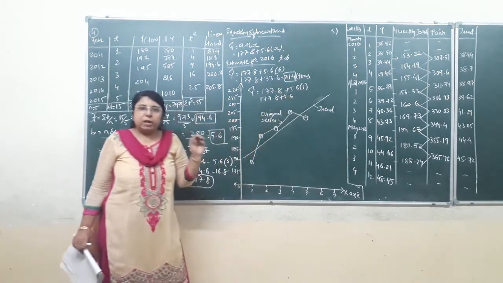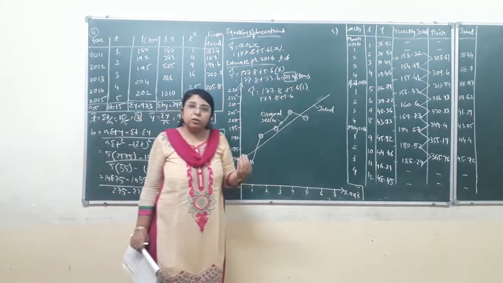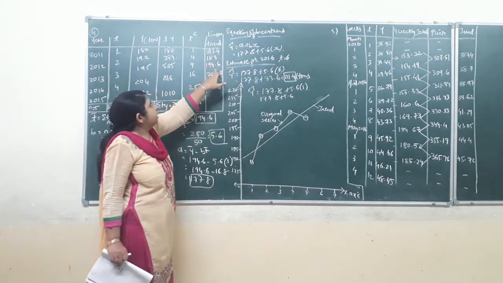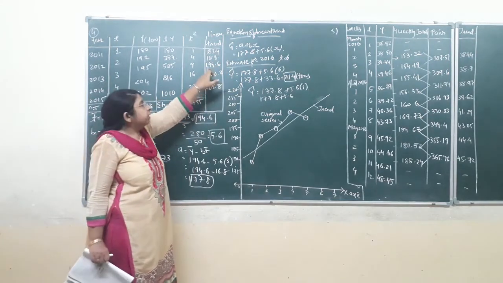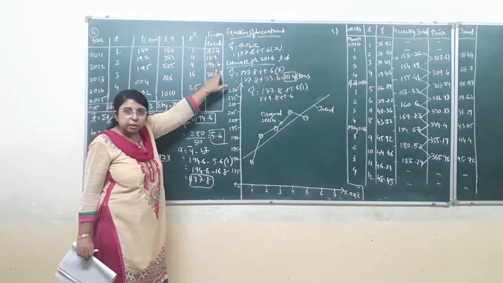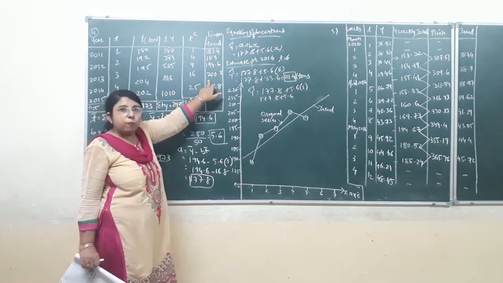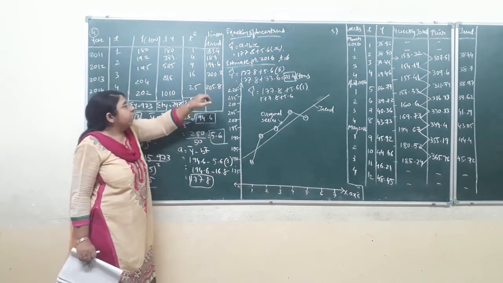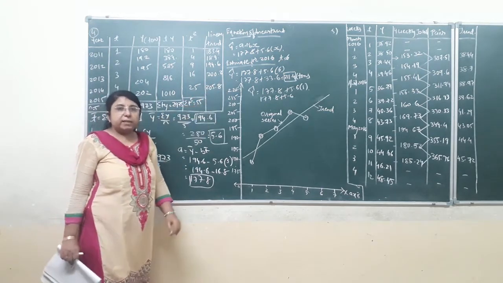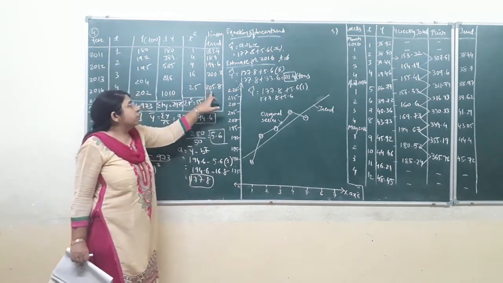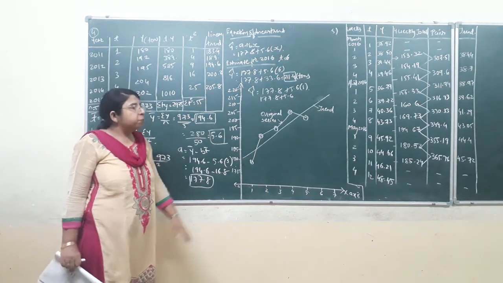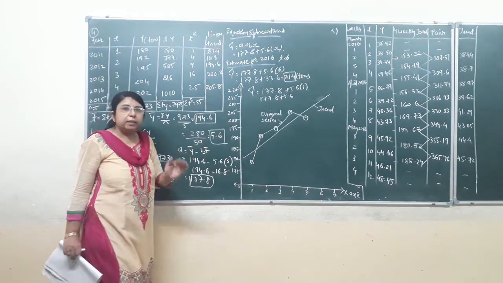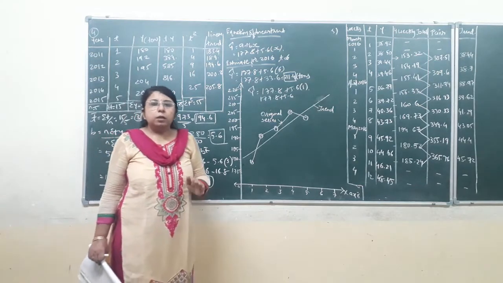First you will take x value as 1, then you will take x value as 2, then you will get the answer 189. If you take the value of x as 3, then you will get 194.6. When you will take x value as 4, then you will get the answer 200.2. And when you will take the value of x as 5, you will get the answer 205.8. So in this way you have to find the linear trend of all the years.